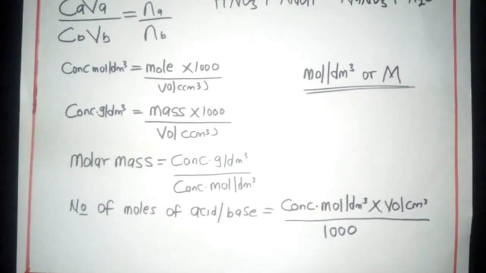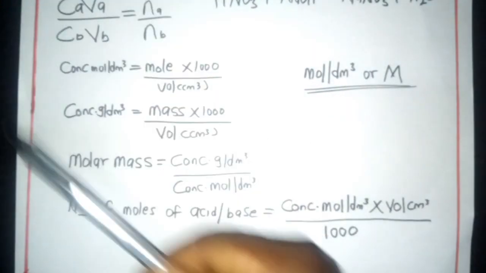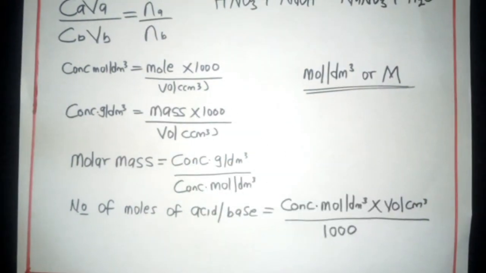Then coming, not going to do any calculation, but just formulas for calculation. You were given, I think, nitric acid as the acid and sodium hydroxide as the base. So I'm assuming that it's going to be like this, because this is the equation. Then these are different formulas you apply. Most times you'll be asked to calculate the concentration of acid in mole per dm cube, the concentration of the base in mole per dm cube.